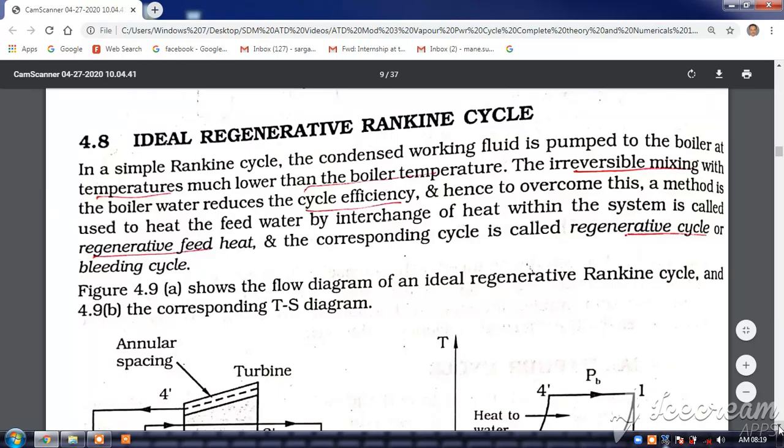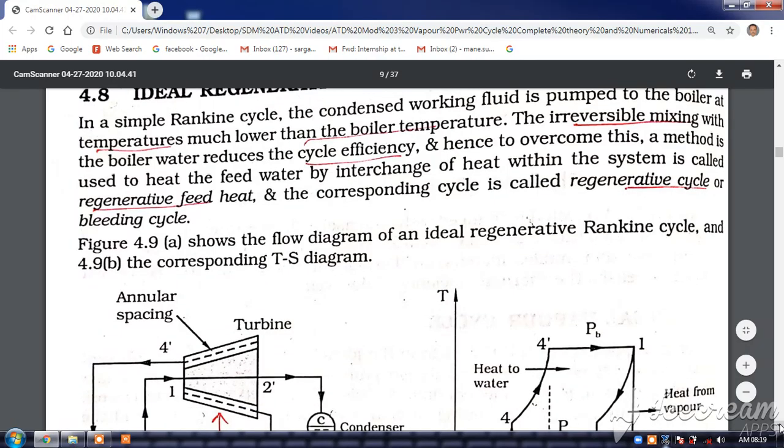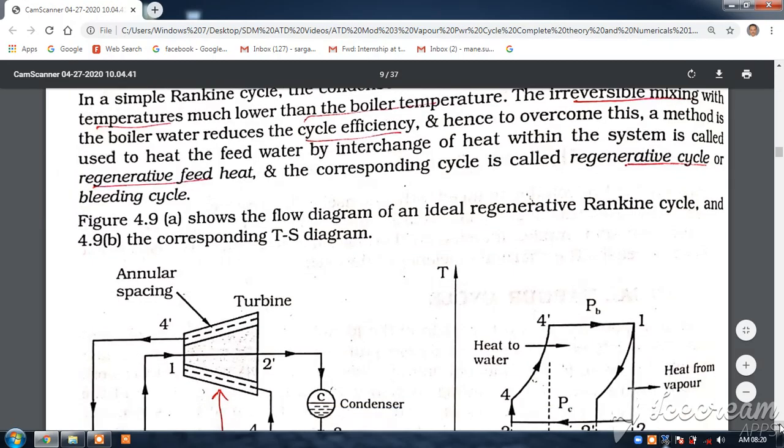Similarly, in a simple Rankine cycle, the condensed working fluid is pumped to the boiler at temperatures much lower than the boiler temperature. The boiler temperature is high, but the water we are pumping in is at a very low temperature. So this irreversible mixing with the boiler reduces the cycle efficiency, and hence to overcome this, a method used to heat the feed water by interchange of heat within the system is called regenerative feed heating, and the corresponding cycle is known as the regenerative cycle or bleeding cycle.